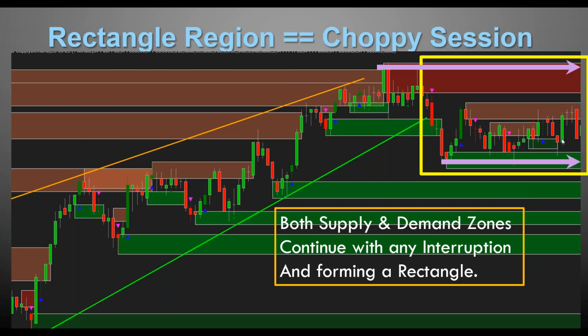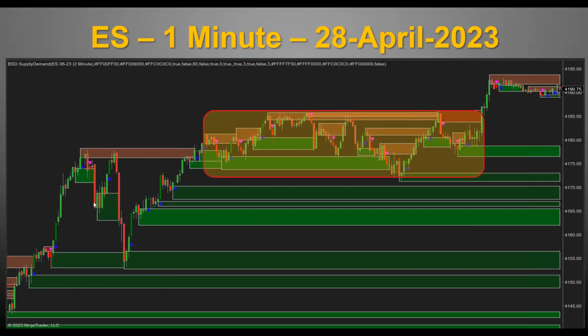Okay, once you learn how to find this region, then the next step is how to trade it. We're going to talk about that a little bit later, just in a few minutes. Okay, every market will have this region. In this case, let me show you some examples. You can see the demands on the bottom extended, supply extended, and price just contained within those.